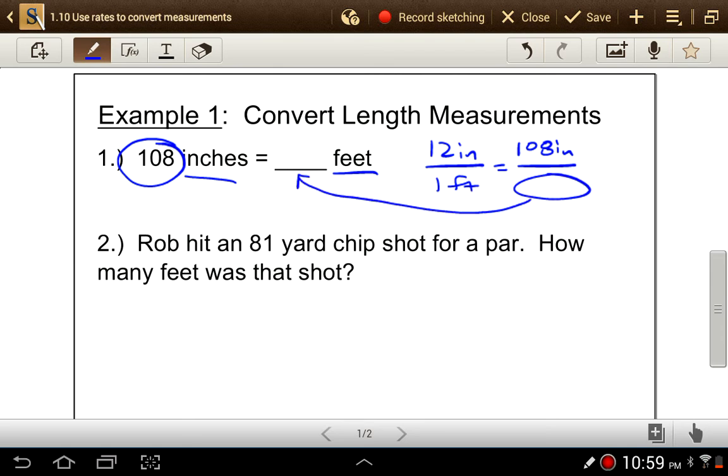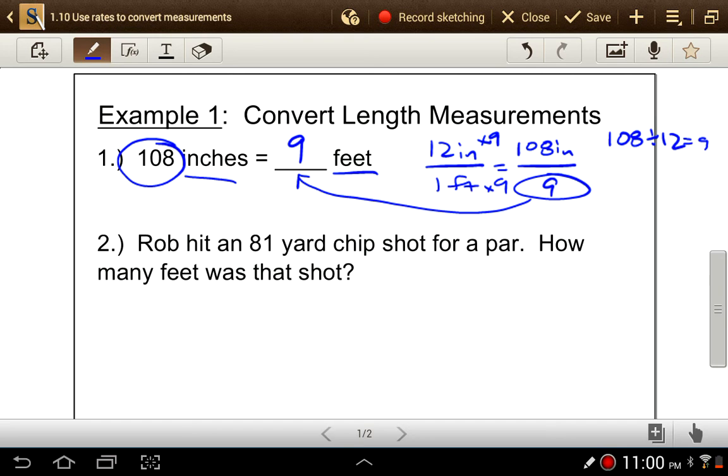Now I know that 12 times 9 equals 108. But if you did not know that, how would you find that answer? Well, if you don't know that 12 goes into 108 9 times, you can just take 108 and divide it by 12. So take the two numbers from the problem, and that's going to equal 9. That's going to let me know what I'm multiplying by. So then I multiply by 9 down here. 1 times 9 is 9, so I know that the answer is 9 feet. So those are equivalent ratios.